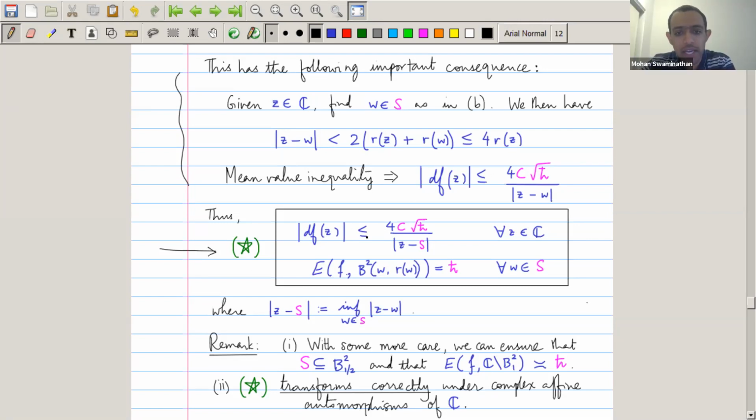So now we get a gradient bound, and the important thing I want you to notice here is that this gradient bound looks like 1 over the distance from Z to the bubble point set. This is to be expected, because we cannot expect to get a uniform gradient bound on the entirety of the curve. As we've seen in the blow up example, we have examples where the derivative actually blows up. So we should expect that the derivative will blow up near some of these points.